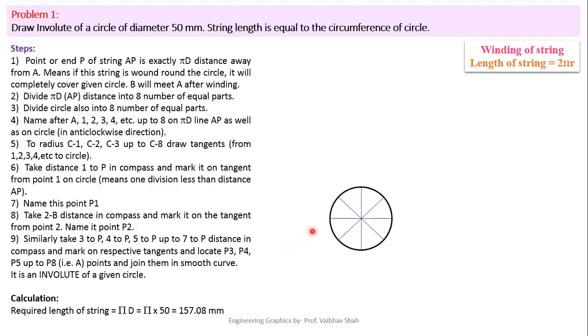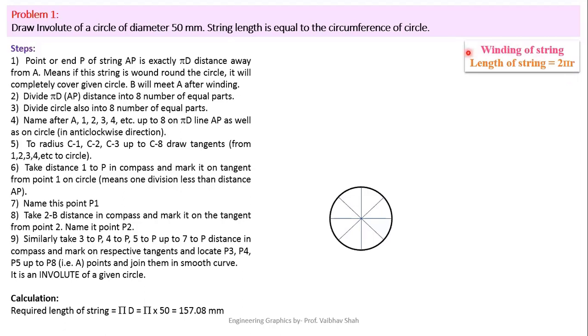Now, after dividing this circle into 8 equal parts, we will first calculate the required length of string, which will be the length of the circumference of the circle. So once again, what is the equation of circumference of the circle? Here, the length of the string will be exactly equal to the circumference of the circle. So circumference of the circle is nothing but 2 pi r, or you can say pi d.